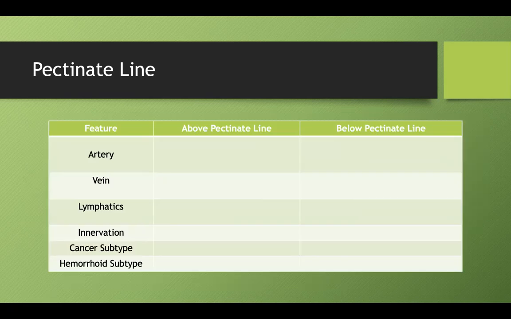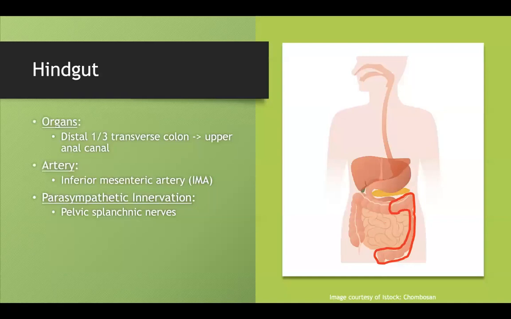So let's break this down in a chart. So when we talk about the artery that's going to supply the region above the pectinate line, it's going to be the superior rectal artery, which is a branch off of the inferior mesenteric artery. Now, the inferior mesenteric artery should not surprise you, because remember when we were talking about the foregut, midgut, and hindgut, whenever we talk about the hindgut, the artery supplied was always the inferior mesenteric artery, and this is no exception.